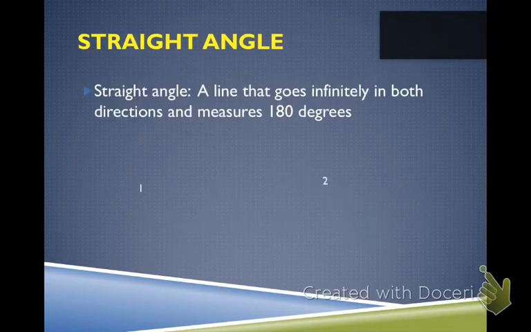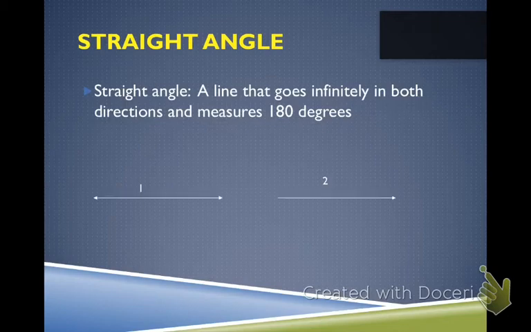Alright. Straight angles. Now, this is one that gets a little bit tricky. You have to be careful. A straight angle is very simple. It is a line that goes infinitely. Infinitely means forever and ever in both directions. That's key. Both directions. It cannot be only one direction, and it must equal 180 degrees.